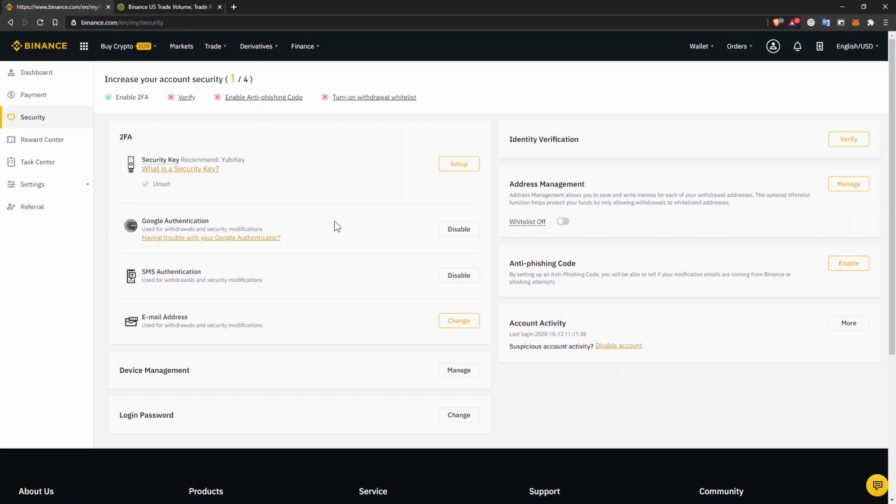You won't be able to trade or withdraw from this account unless you have this two-factor authentication enabled. So that's why this is the first thing you should do when you register on this website. Then let's just start doing some trading.